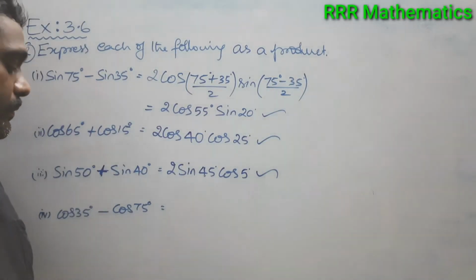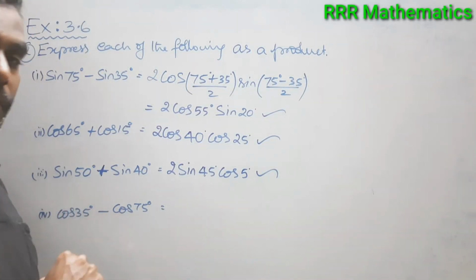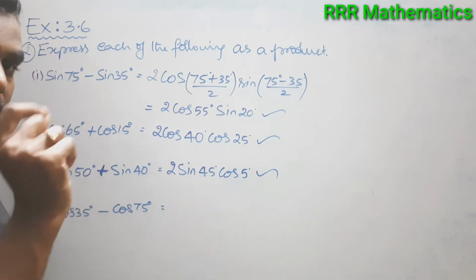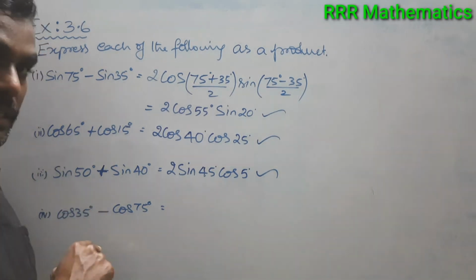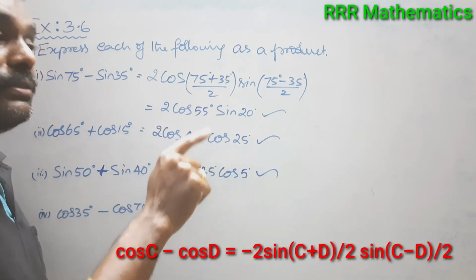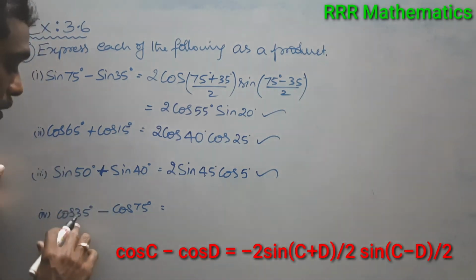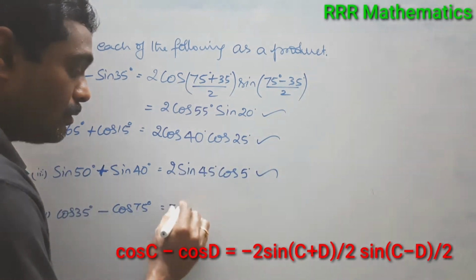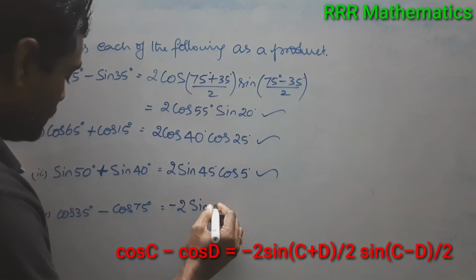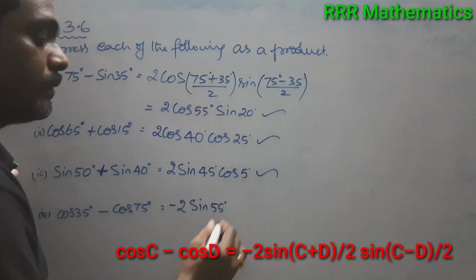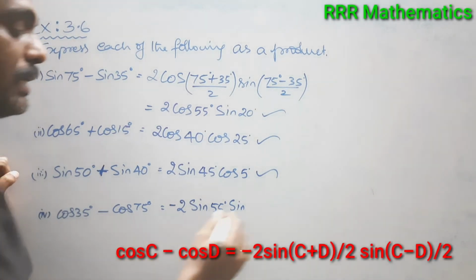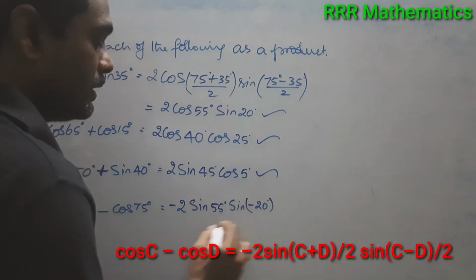Got it? See, the last one, cos 35 degrees minus cos 75 degrees. Among the four identities, they almost look similar, but the fourth one is a little different, in the form of cos C minus cos D. What is cos C minus cos D? Minus 2 times sin (C plus D) by 2 into sin (C minus D) by 2. When you add, 110 divided by 2 gives 55 degrees, into sin (C minus D) by 2. 35 minus 75 gives minus 40, and minus 40 by 2 gives minus 20 degrees.